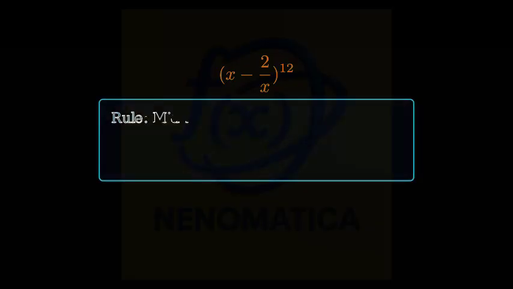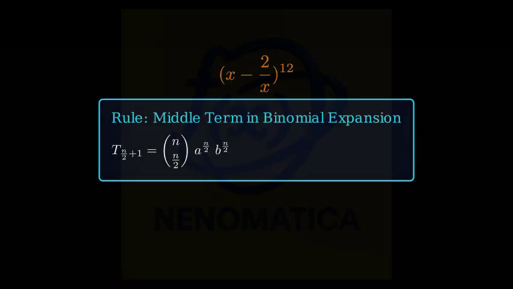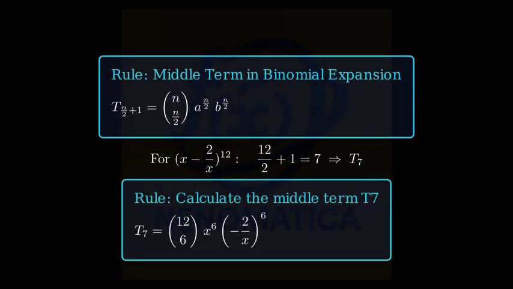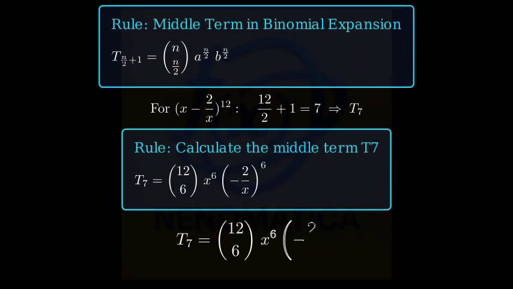Step 1. Middle term rule for an even power. For n even, the middle term index is n over 2 plus 1. Here, n equals 12, so the middle term is the 7th term. Step 2. Using the rule with a equals x and b equals negative 2 over x, the 7th term becomes t7 equals 12 choose 6 times x to the 6 times (negative 2 over x) to the 6.